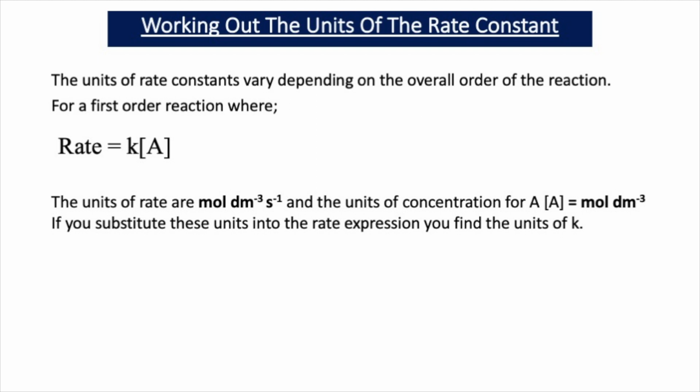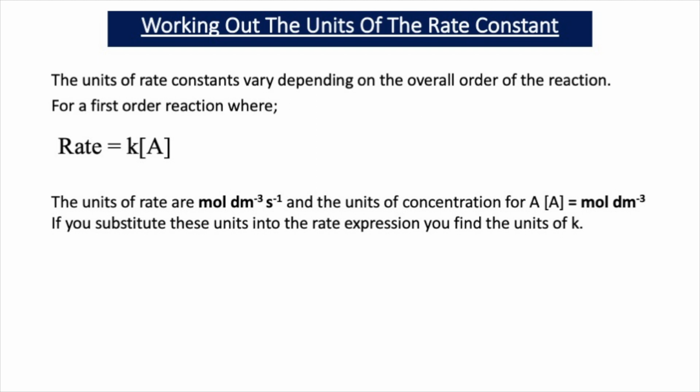Now in the first section of this video we looked at the concept of a rate equation. In the final section of the video we're going to look at how we work out the units for the rate constant k. Now the units of rate constants vary depending on the overall order of the reaction. Now for a first order reaction we can write the following rate equation. Rate would be equal to k times the concentration of our reactant, let's call it A. So rate is equal to k times the concentration A.